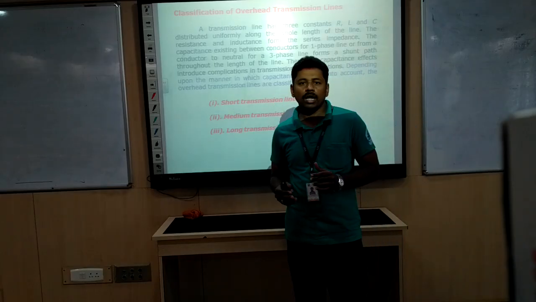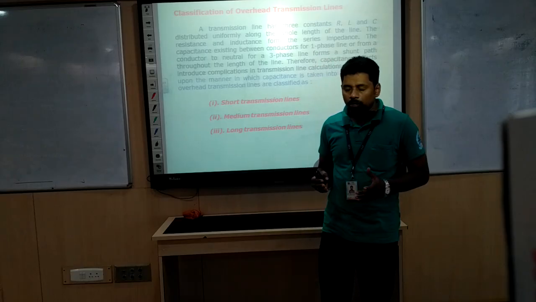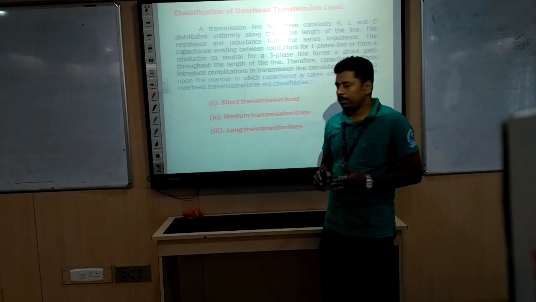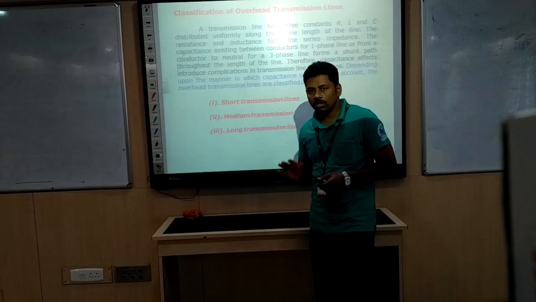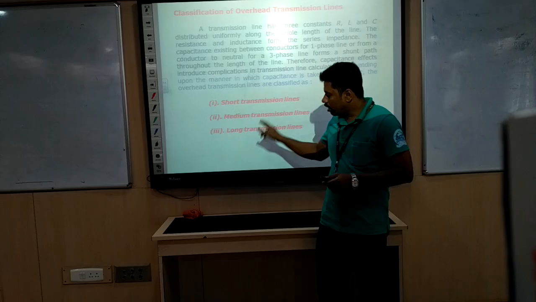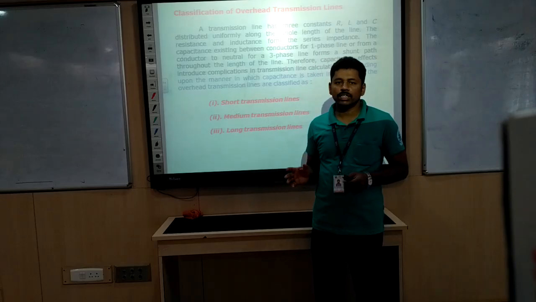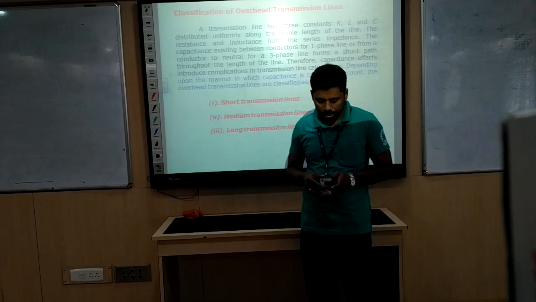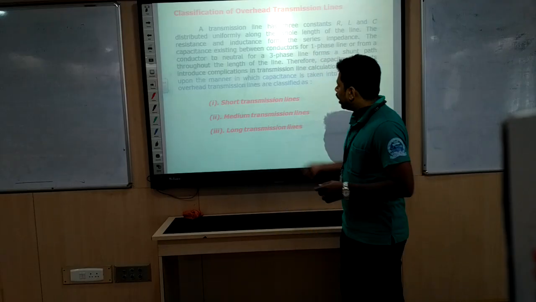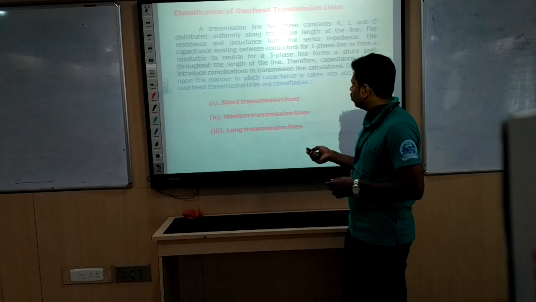Coming to the medium transmission line, here we consider all three parameters: resistance, inductance, and capacitance. But all three are lumped parameters, instead of distributed in nature. In a long transmission line, all three parameters are also considered, but the main difference is that the resistance, inductance, and capacitance are distributed, the same as in the real system. The way they are distributed in reality is the way we consider them. So there are three models of transmission line based on line length and working voltage.